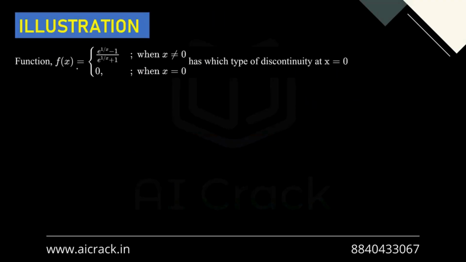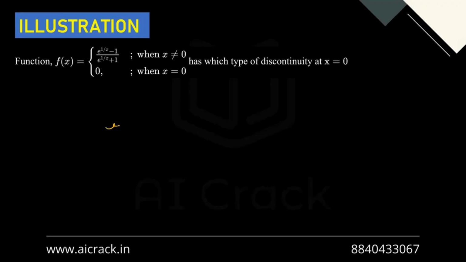And now let's solve this last example. We have f of x equals e raised to the power 1 by x minus 1 divided by e raised to the power 1 by x plus 1, where x is not equal to 0, and 0 when x equals 0. So it's a piecewise function, and we have to find out which type of discontinuity it has. Okay. So first of all, we have to see if the limit exists or not.